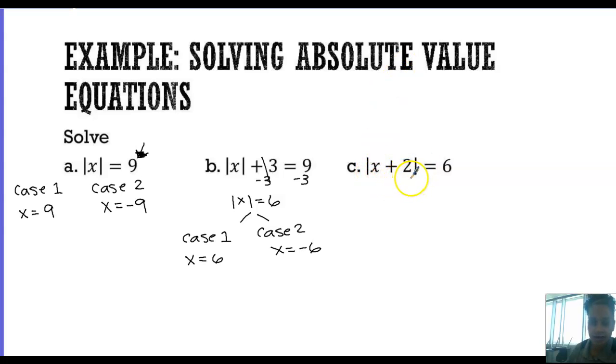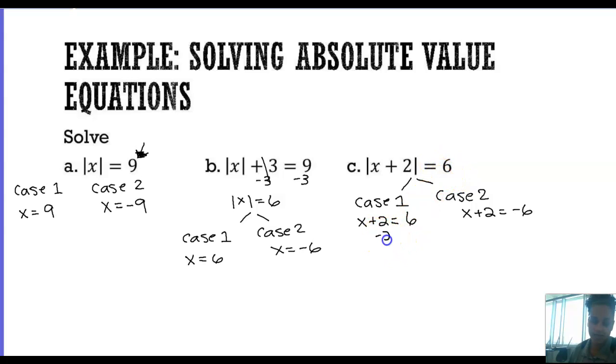Since it's already isolated, I'm going to start with my 2 cases, case 1 and case 2. I'm going to get rid of the absolute value symbols. I'm going to just have x plus 2 equals what? This is my positive case, so it's equal to +6. For case 2, that's my negative case. So I'm going to have x plus 2 equals -6. Notice on this left-hand side, whatever was in the absolute value, I didn't change that part. I only changed the right-hand side of the equals.